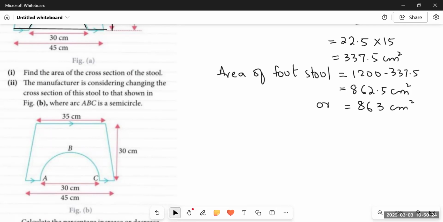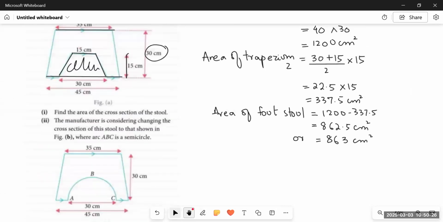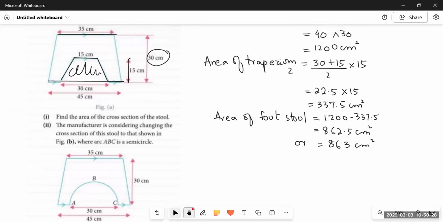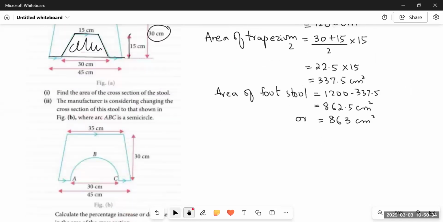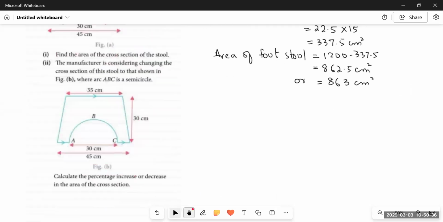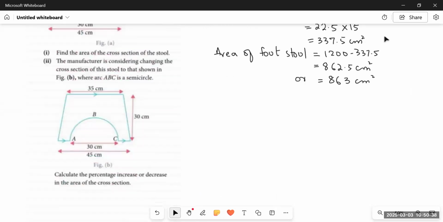The trapezium that we had of 35 by 45 by 30 is the same, but the cross section is different. Now, from a trapezium, it has turned into a semicircle. So what they're saying is, calculate the percentage increase or decrease in the area of the cross section. So now we have to figure out the area of the cross section now. Okay.